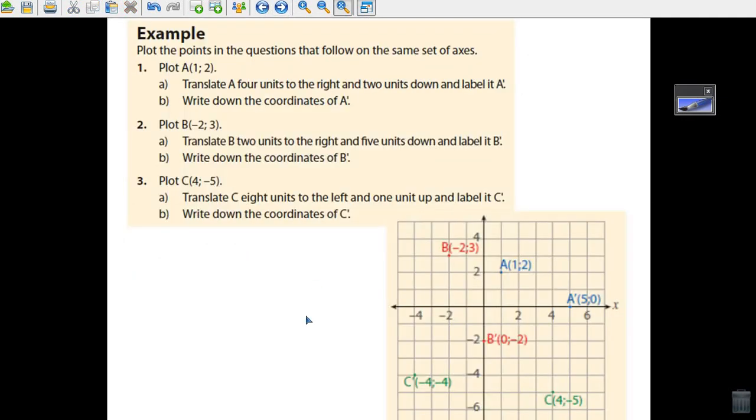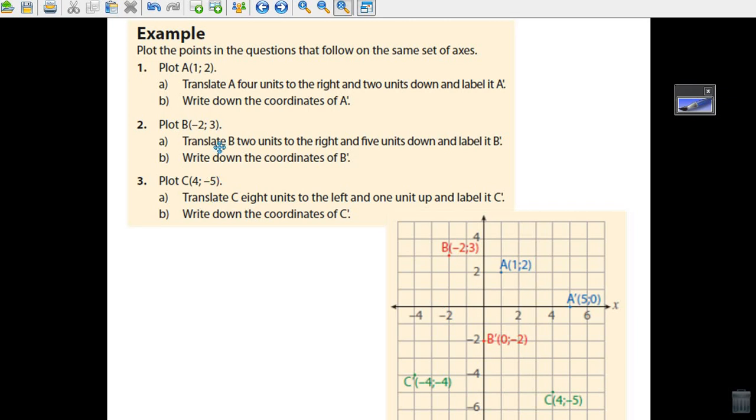Let's take a look at examples. What you're supposed to do is plot a point, 1 and 2. So you go 1 along and 2 up, 1 in the x direction and 2 in the y direction. And now we're going to translate it 4 units to the right and 2 units down. So we start at A, we go 4 right and 2 down. Look where we ended up, on the x-axis. So if we add 4 to 1, we get 5. And if we go 2 down from 2, we end up at y being 0. That's our new point called A prime. We put a little, that's the translation. 4 to the right and 2 down.